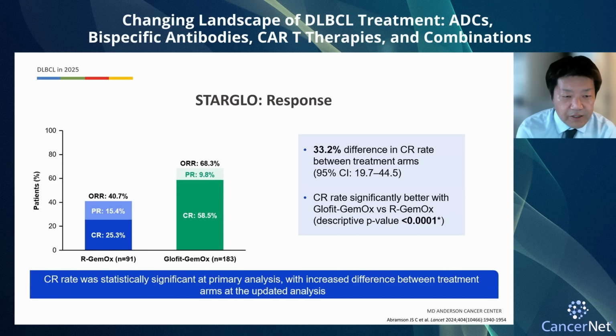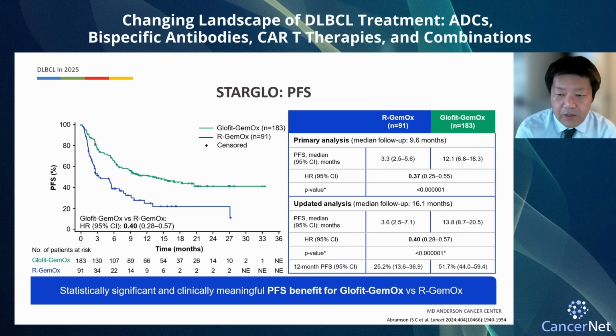And then you do see a clear difference in response rate between these 2 arms. So in addition to higher response rate, patients who received glofitamab GemOx also demonstrated a significantly longer progression-free survival. The median progression-free survival for glofitamab GemOx was about a year, 12 months, compared to only 3 months in the R-GemOx arm. You can also appreciate the plateau in the progression-free survival curve even after treatment completion.